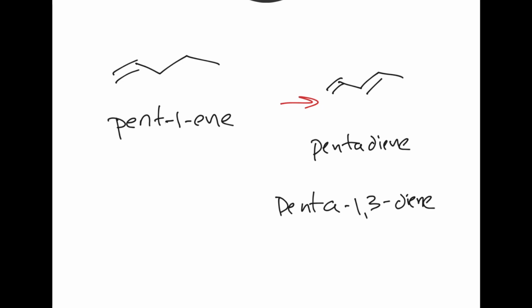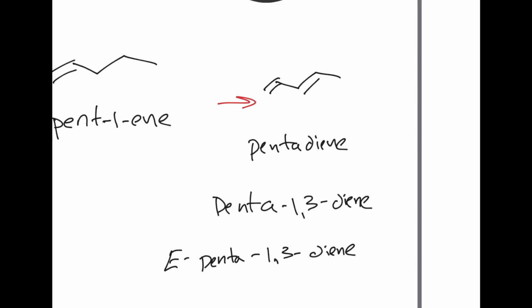Easy, cis-trans. Now, when we have multiple double bonds, it's just easier to always use E and Z. So we kind of ditch cis and trans because it looks a little weird if your name is like 3-cis, 5-E, 7-trans. So we just go all E and Z. So this can just be E-penta-1,3-diene.